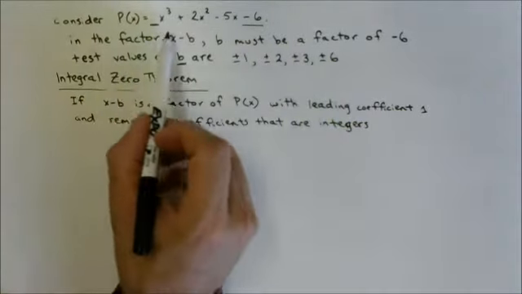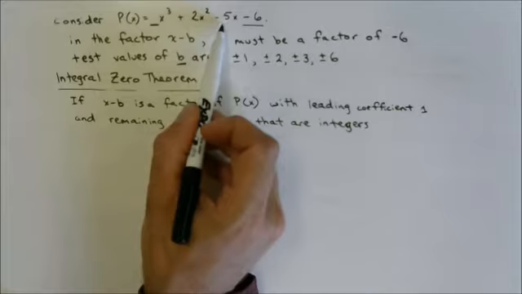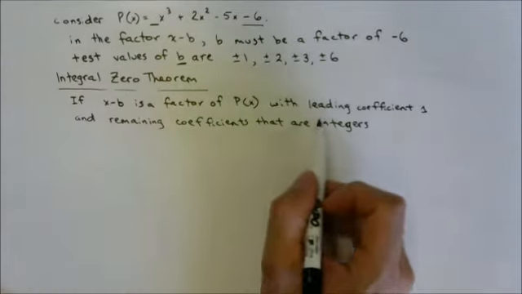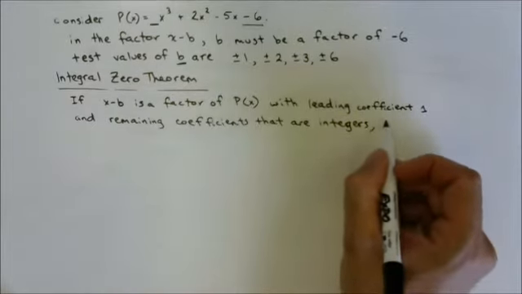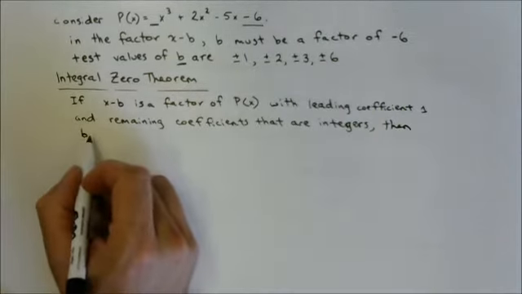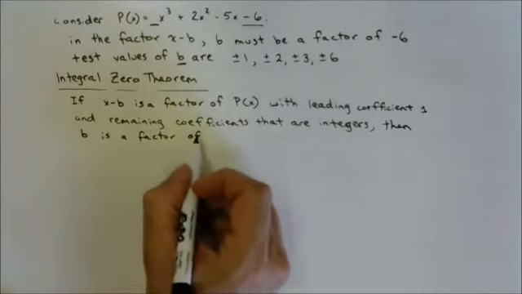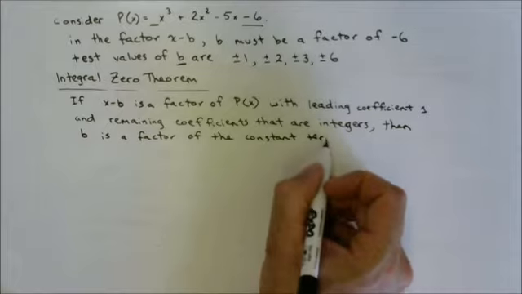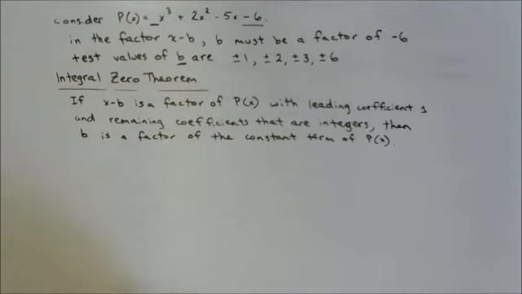So take, for example, the p of x that we have here. The next coefficient is not 1, but it is an integer. Minus 5 is not 1, but it is an integer. It doesn't work if they're decimals or fractions. But if the leading coefficient is 1 and the rest of the coefficients are integers, then b is a factor of the constant term of p of x. So let's see what that looks like.